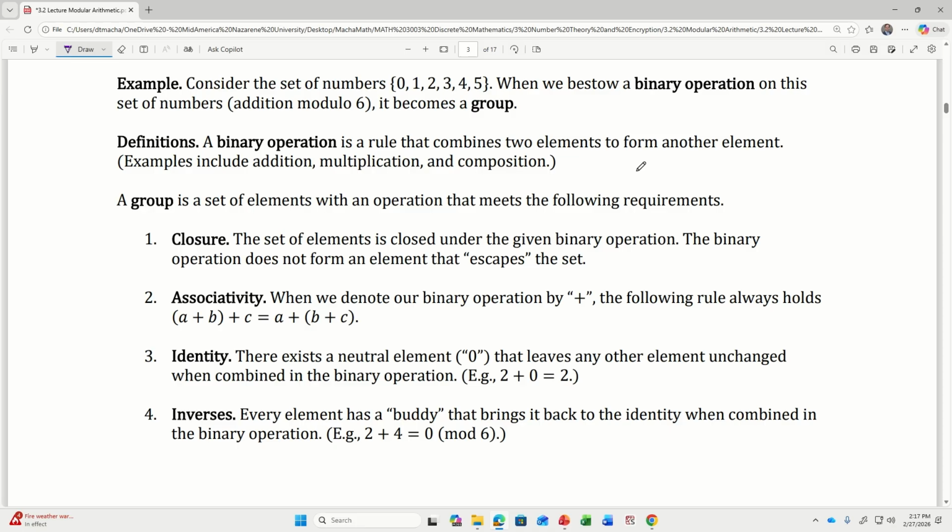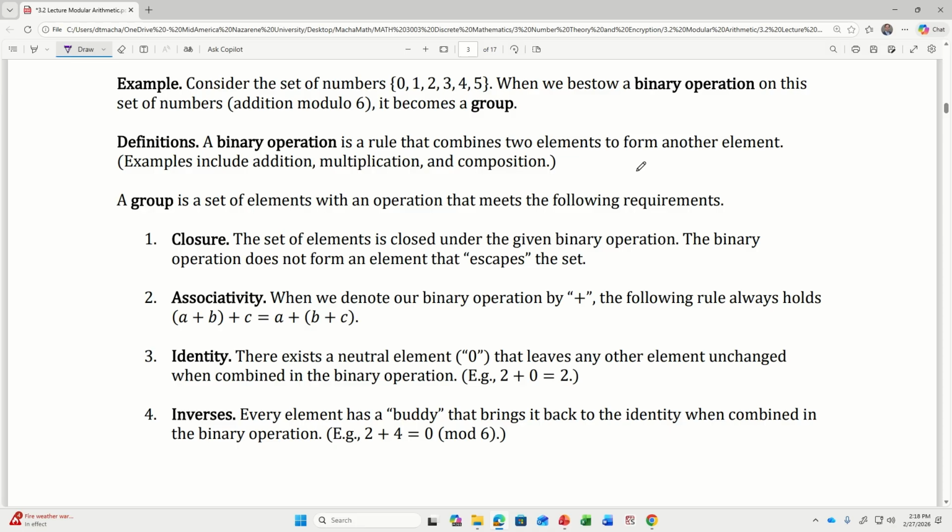A group is a set of elements with an operation that meets the following requirements. So not every binary operation is going to work, but in the case of this set of numbers, addition modulo 6 does work. The requirement for this to be a group is closure. In other words, I can't get a number by doing addition modulo 6 that puts me outside of this group.